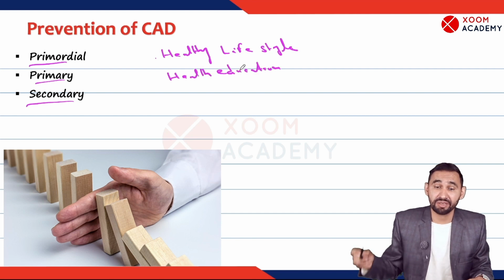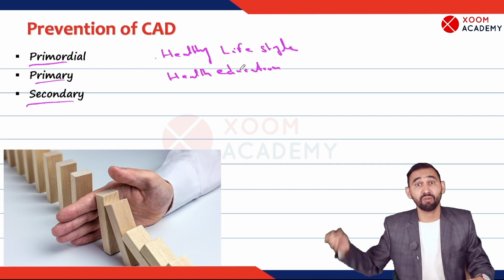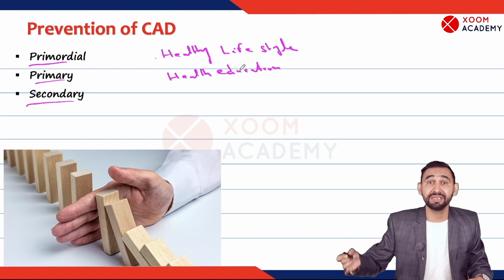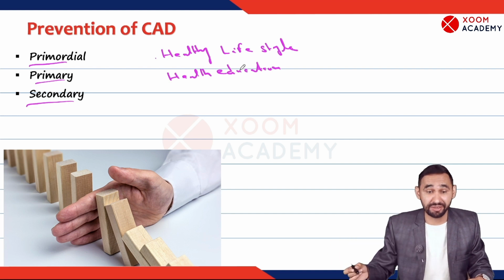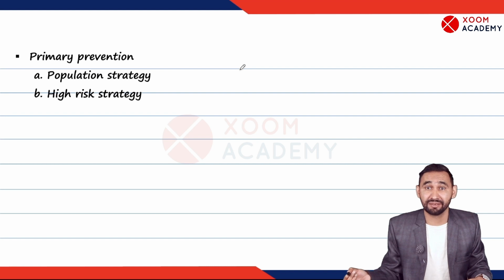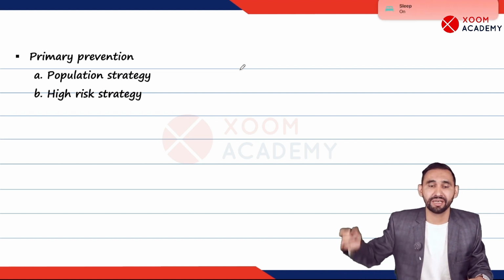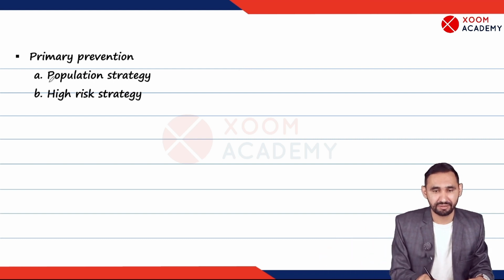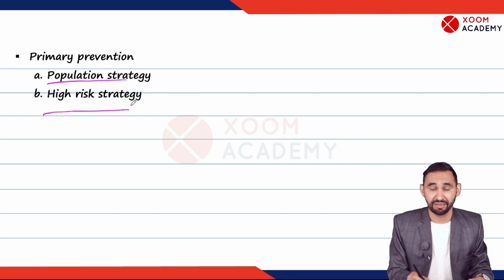Development of risk factors should be stopped, like obesity is a risk factor. Smoking is a risk factor. Alcohol is a risk factor. So we must teach individuals or masses to avoid these things. So risk factors will not develop, and we can stop the disease process. Then we can do primary prevention. Risk is present, but we can stop the interaction of agent, host and environment. Two strategies are adopted: there is the population strategy and there is the high risk strategy. What is the population strategy? Masses are educated.